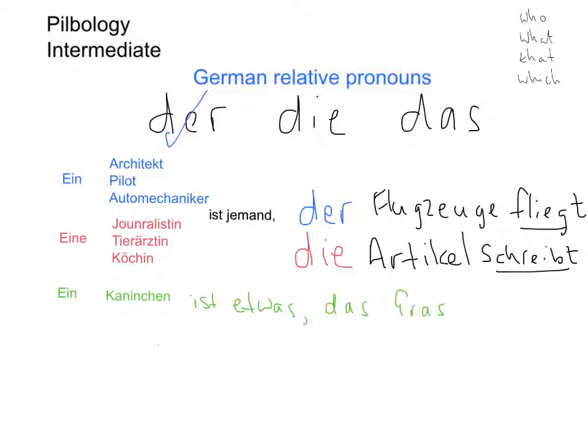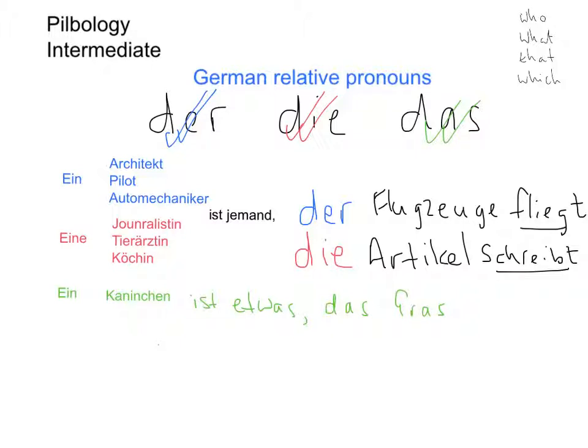So we've seen how we've used the der for a masculine noun. We've seen how we've used die for the feminine nouns, or in this case the feminine jobs, so eine Köchin, eine Tierärztin, eine Journalistin, and as and when the das words. Okay. I hope you found this brief introduction into relative pronouns useful.